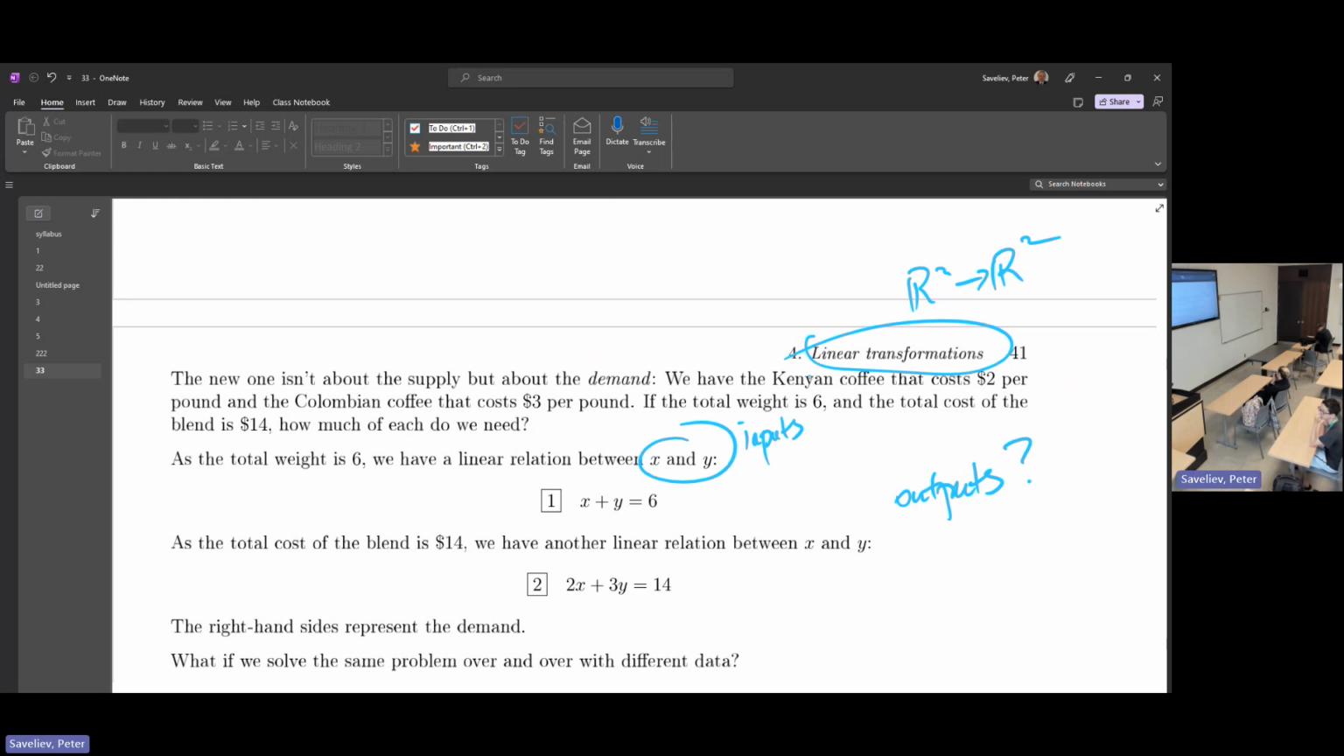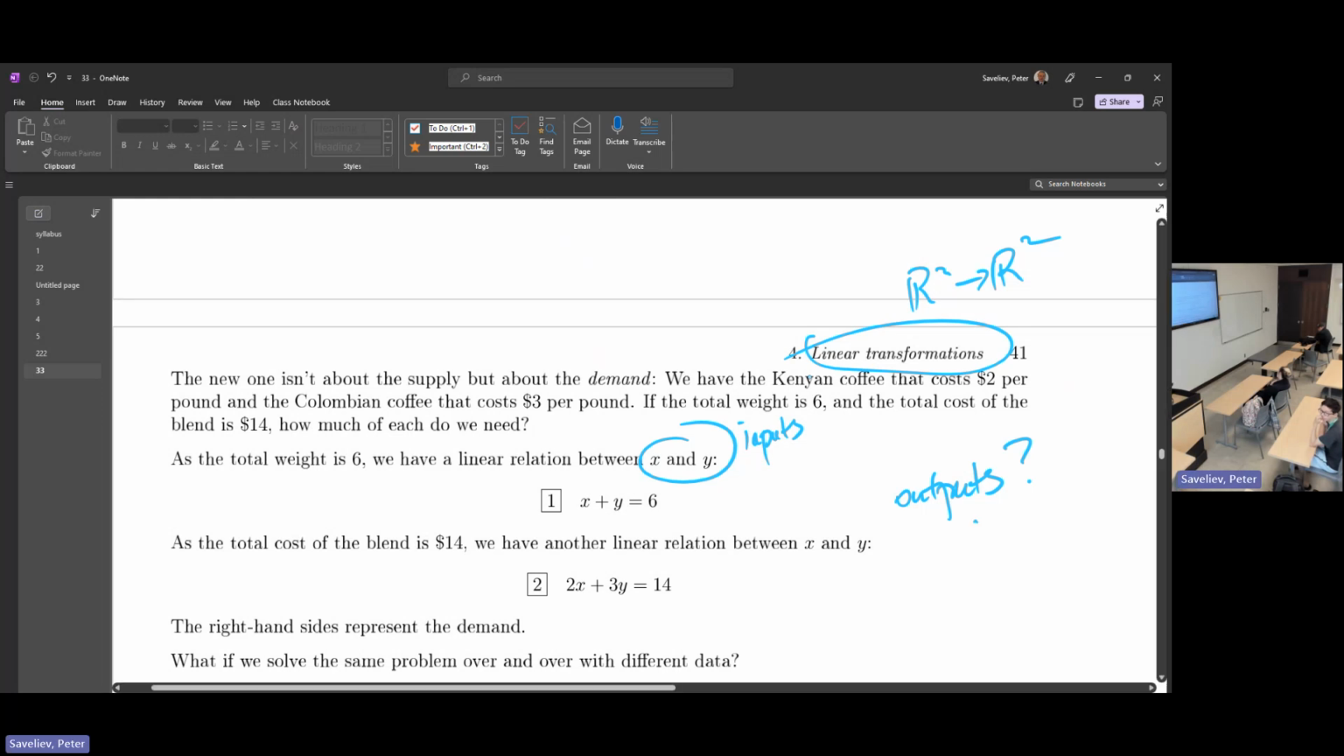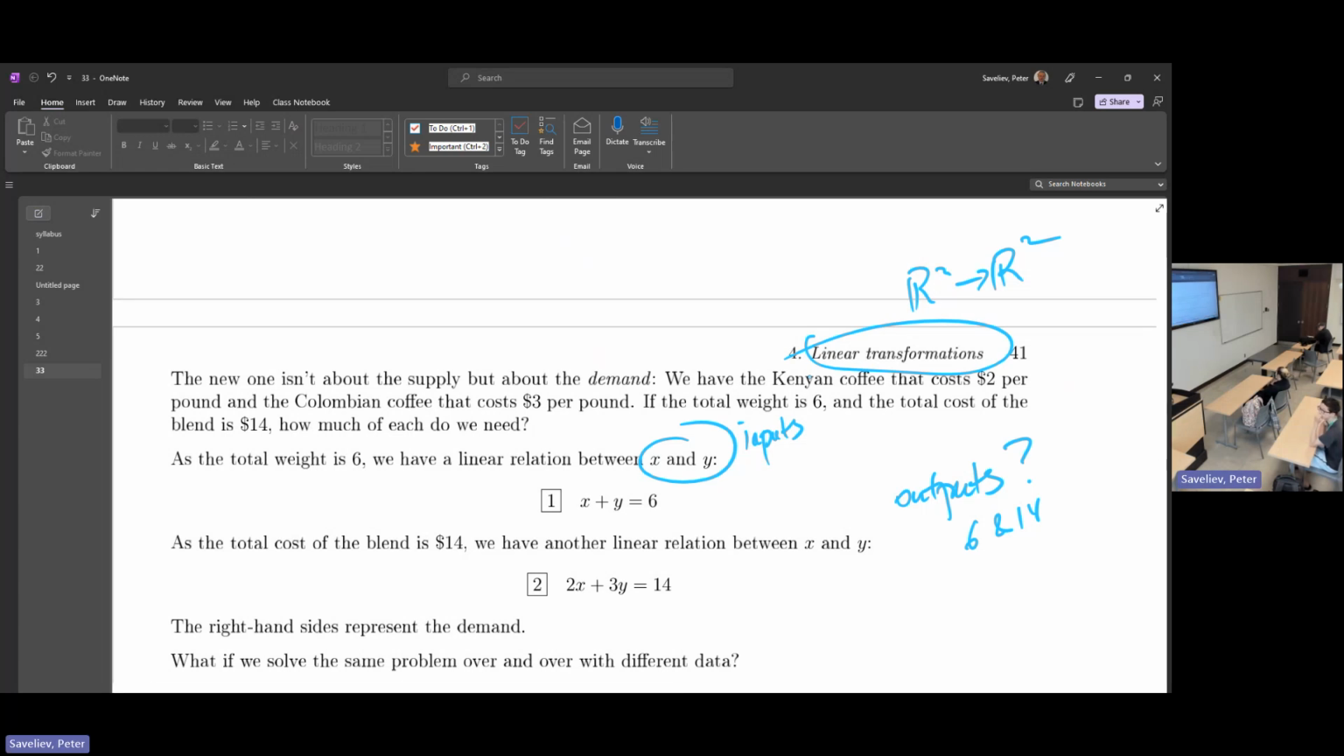So if x and y were known, then we can just plug them in and find the total weight and the total cost. So the function becomes one with two inputs and two outputs, or a point and a point. The inputs are the weights, and the outputs are the total weight and the total cost. Okay, so that is the function that we are now prepared to deal with.